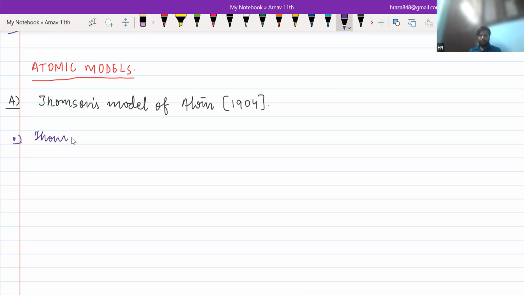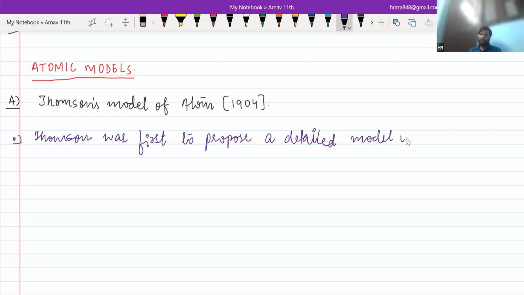So first I'm going to write it. Thomson was first. Write with me. This part is basically theoretical, so you have to write. Thomson was first to propose a detailed model of atom.